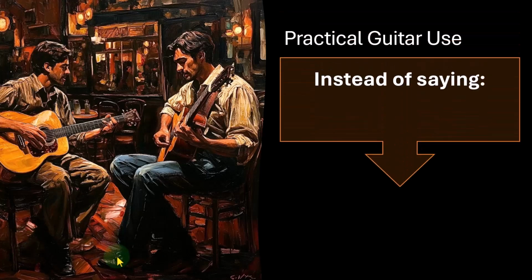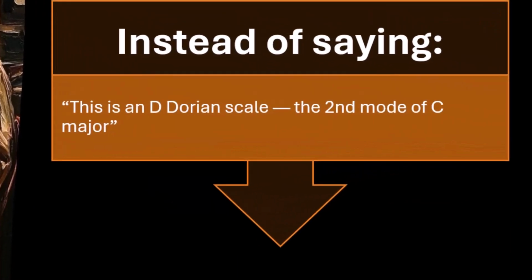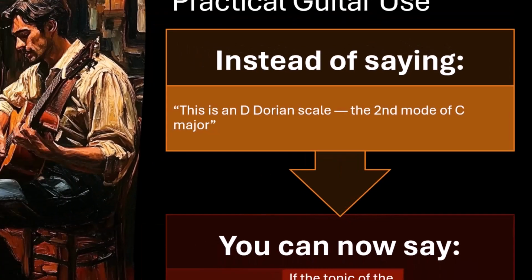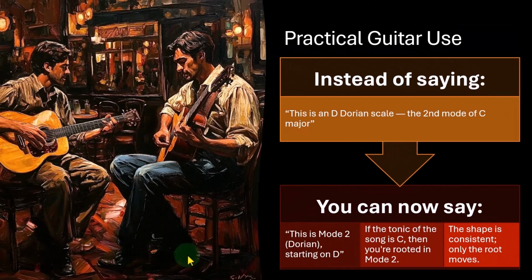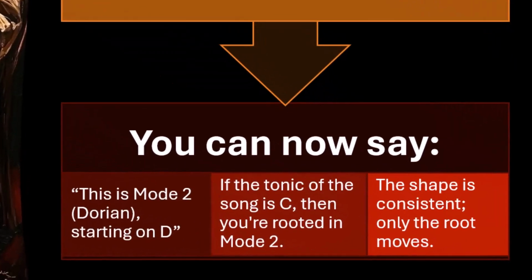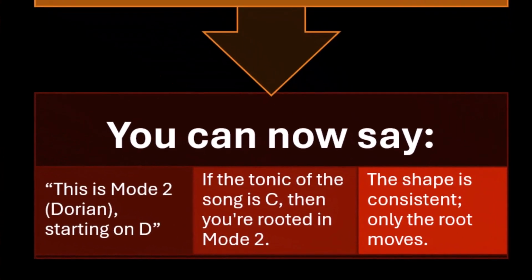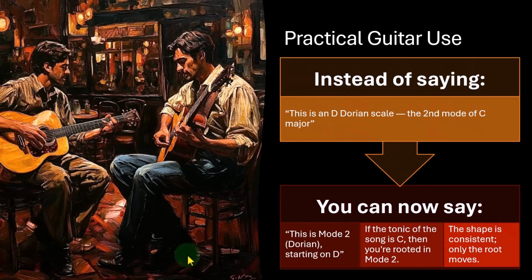So instead of saying this is a D Dorian scale, the second mode of C, you can now say this is mode 2. If you're communicating with someone else and you want to play in Dorian, and I tell them it's in Dorian, they might say, oh man, all I really know is the major and minor shape. So the natural thing to do is to say, look, we're playing in the key of C, but we're making the 2, the Dorian, which happens to be a D note, the tonic. We're going to play around the 2. That's just the natural thing to do.